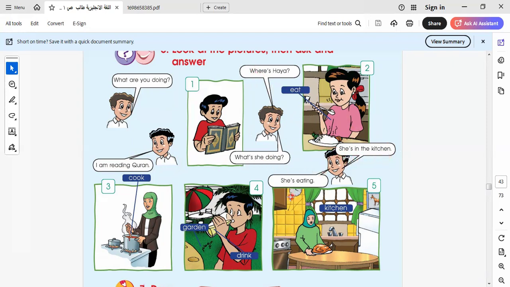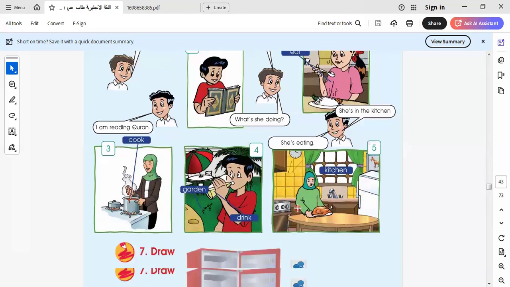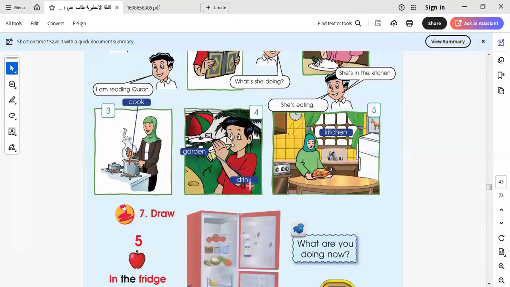What is she doing? She's eating. This girl is eating. Here is a garden, and this one is a drink.